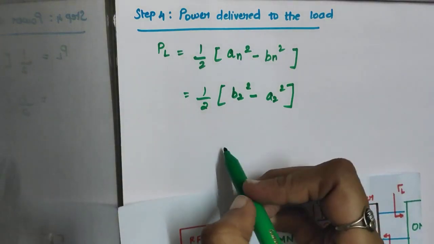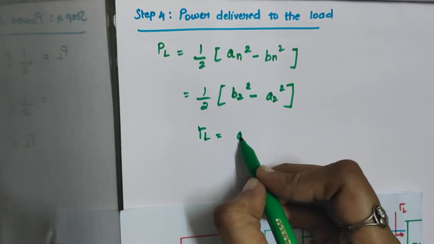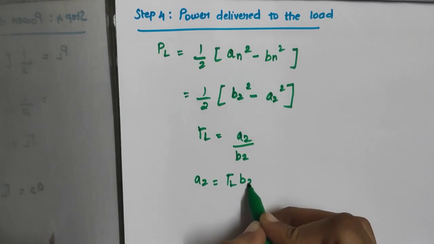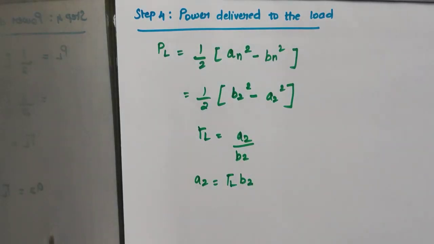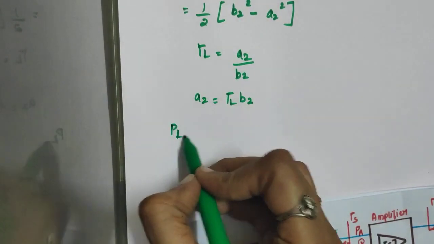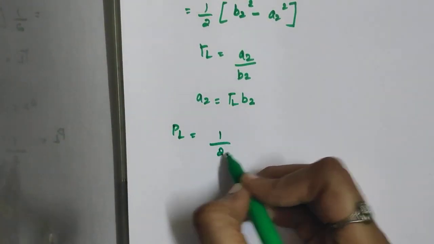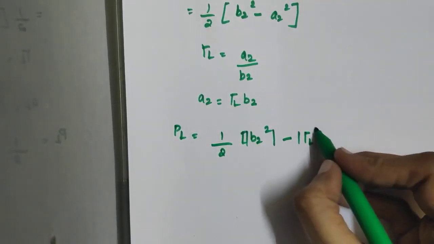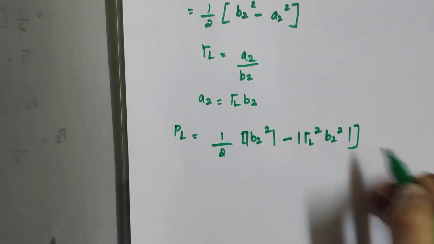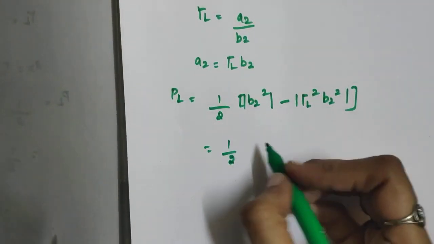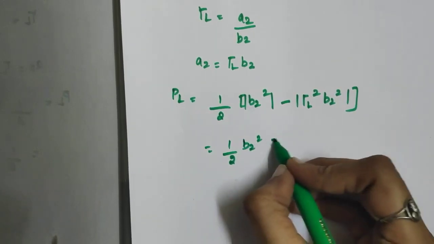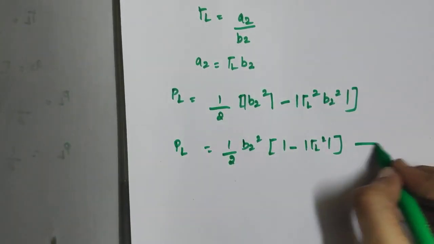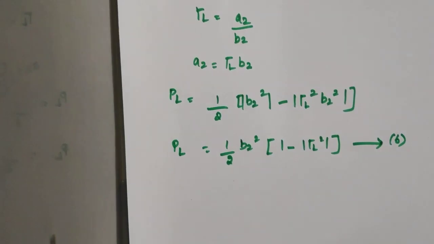And as per definition, we can write tau L to be A2 by B2. So from here we get A2 is equal to tau L into B2. So substituting this in the above equation, we will be getting PL is equal to 1 by 2 into B2 square, this has a modulus, minus tau L square into B2 square. So this becomes 1 by 2 into, we can take B2 square commonly outside, so this becomes 1 minus mod of tau L square. So this is the available power at the load. We'll have this as equation number 6.